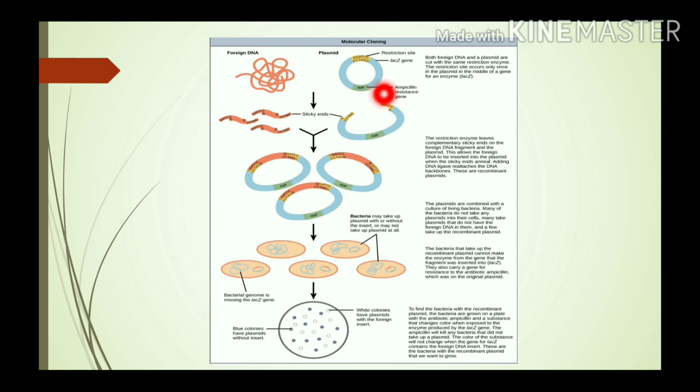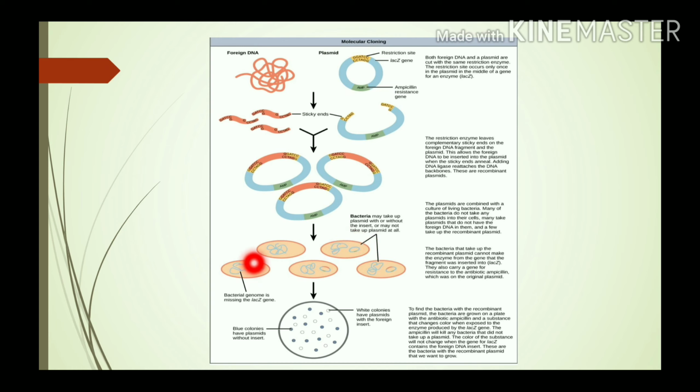The restriction endonuclease will recognize those sequences and cut at that place, and then it results in the formation of sticky ends. And then if we add DNA ligase to this mixture, there is a formation of recombinant DNA. DNA ligase will form a phosphodiester bond between the vector DNA and the foreign DNA, and it results in the formation of a recombinant DNA. So this is mixed with a culture of bacteria.